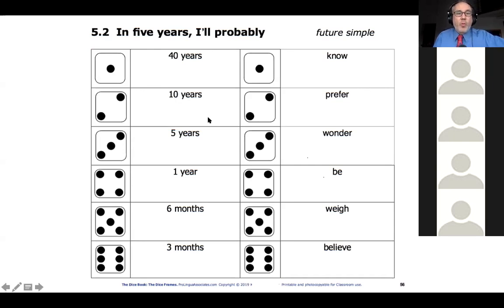The first one is 1, in 40 years. Wow. And the second roll is 6. Believe. Getting a little more challenging. So in 40 years, I will believe that I am very tired.